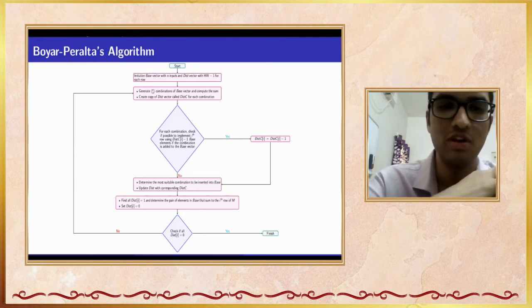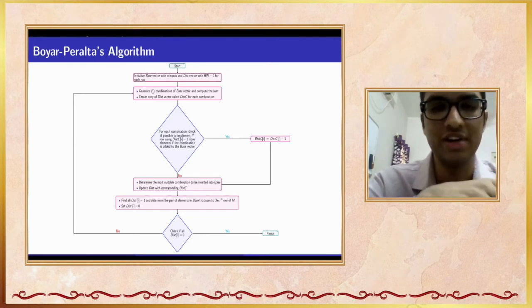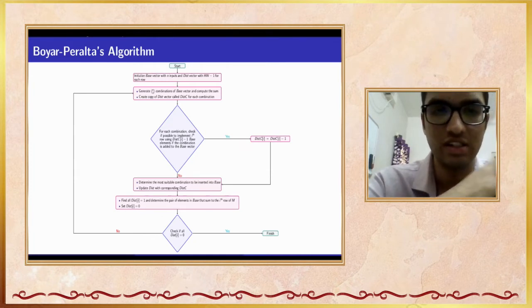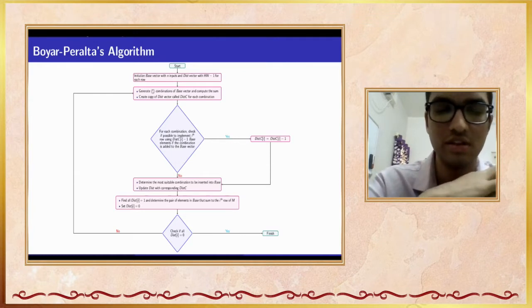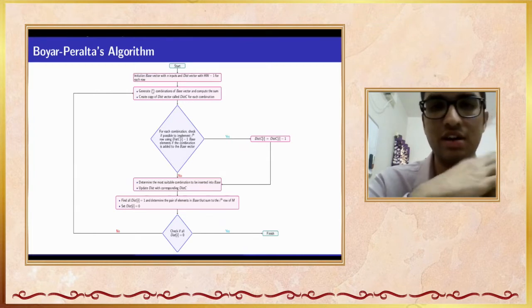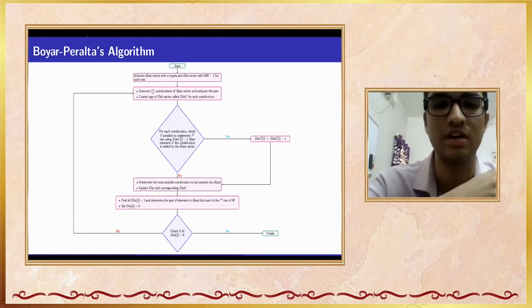Next, we look for all elements in the dist vector which are equal to 1. This means that that particular row can then be implemented using one XOR2 operation involving a pair of elements from the base vector. So we identify such elements, set them to 0, and finalize the implementation of that row. Then we check whether all the elements of the dist vector are 0 and repeat this process until they are. So we can see here that this iterative process is repeated basically until all the rows of the matrix are implemented.